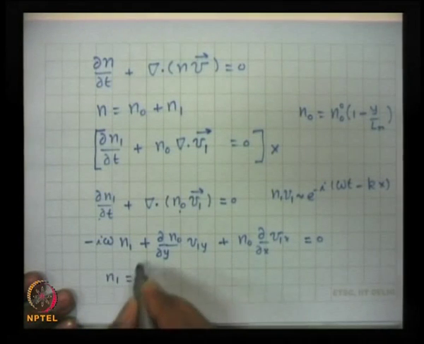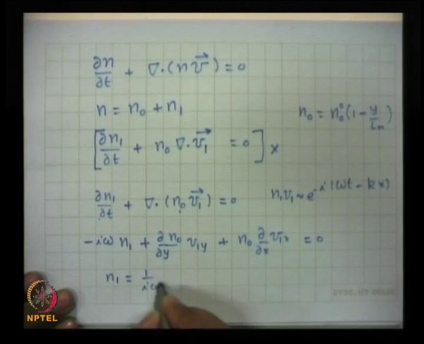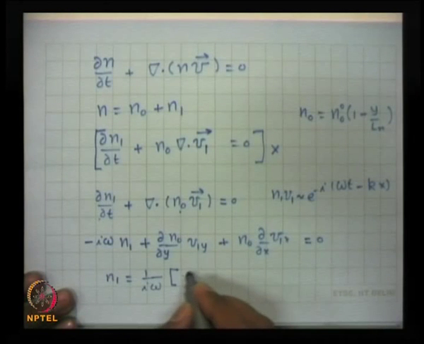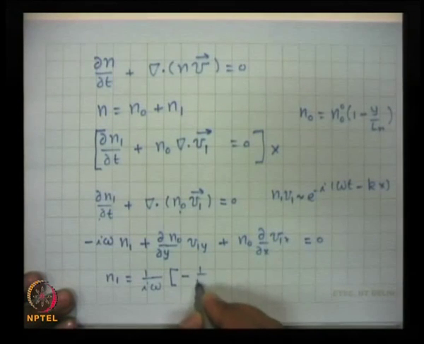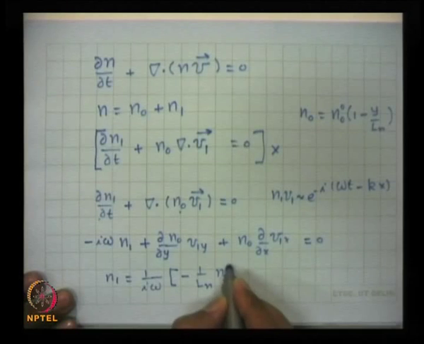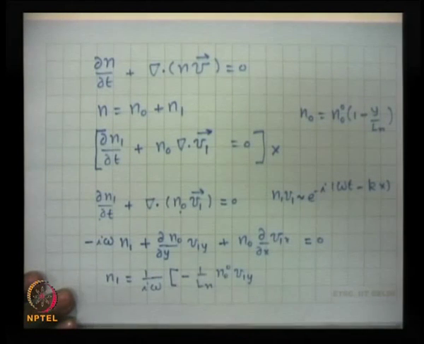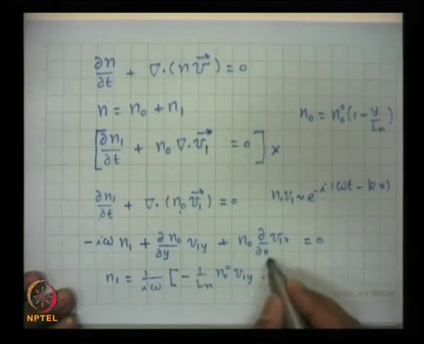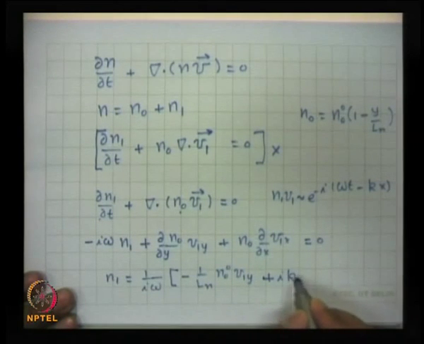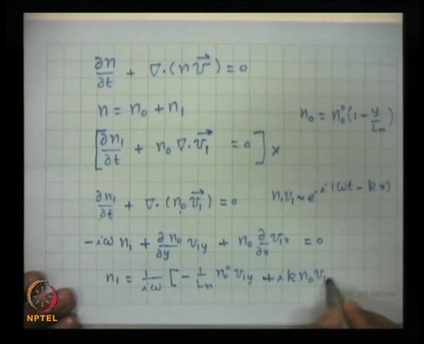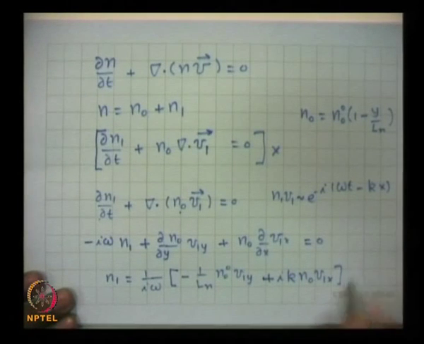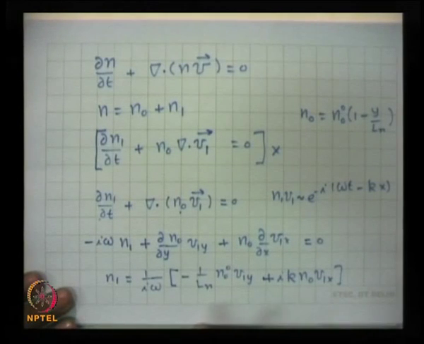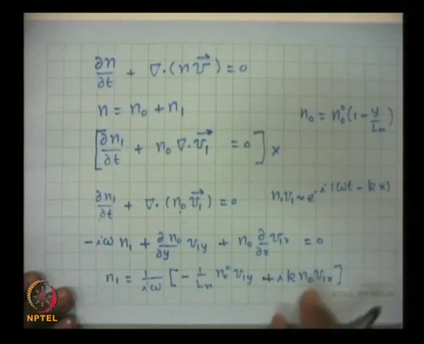N1 is equal to 1 upon i omega, and here you are going to get minus 1 upon Ln into N00 V1y, this term, and this will give me ik into N0 V1x. When I have taken these terms on the right hand side, this is the kind of equation I get. So, density perturbation for electrons I have obtained.